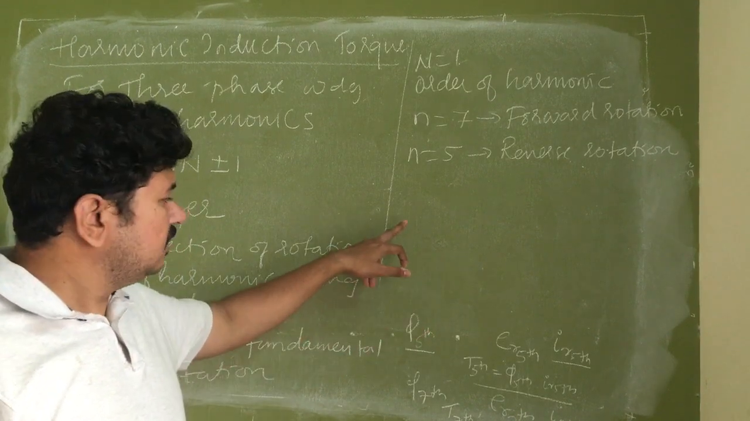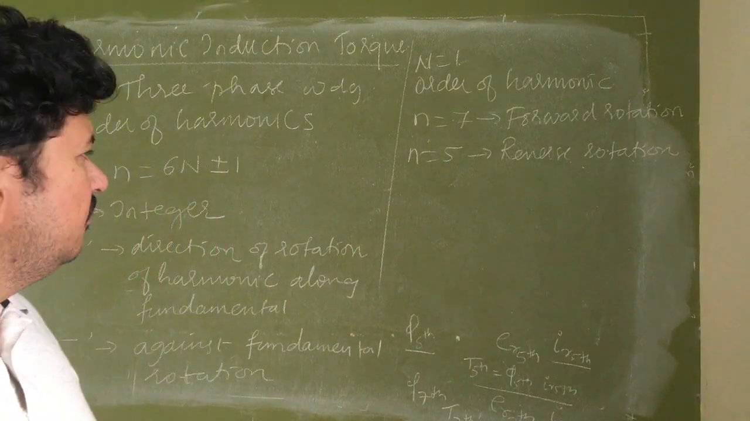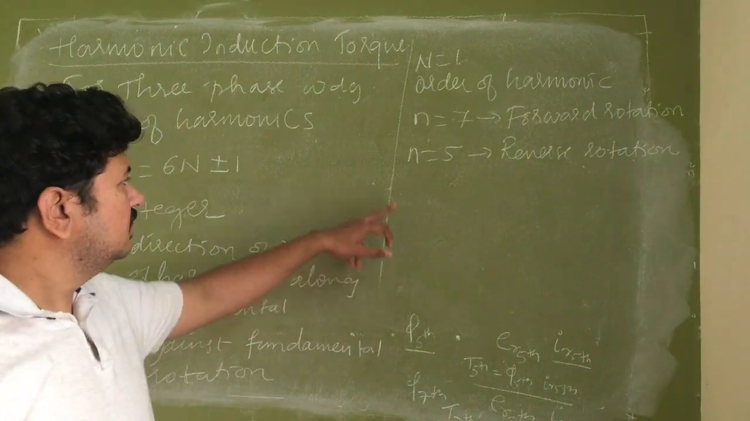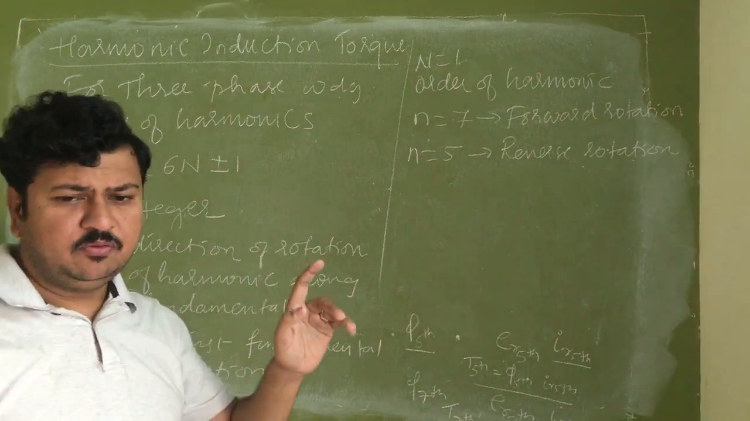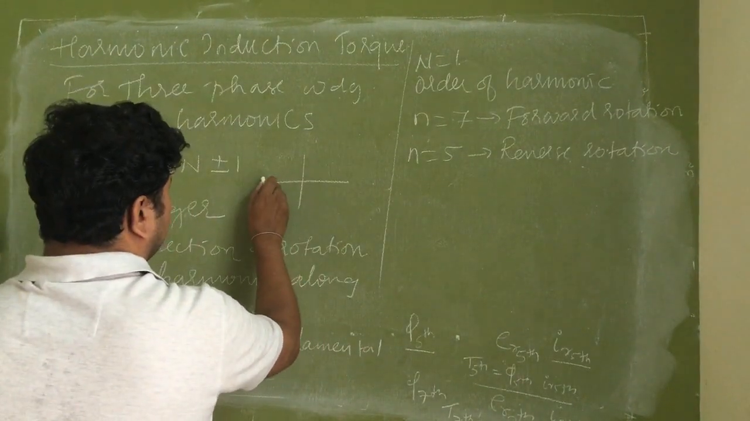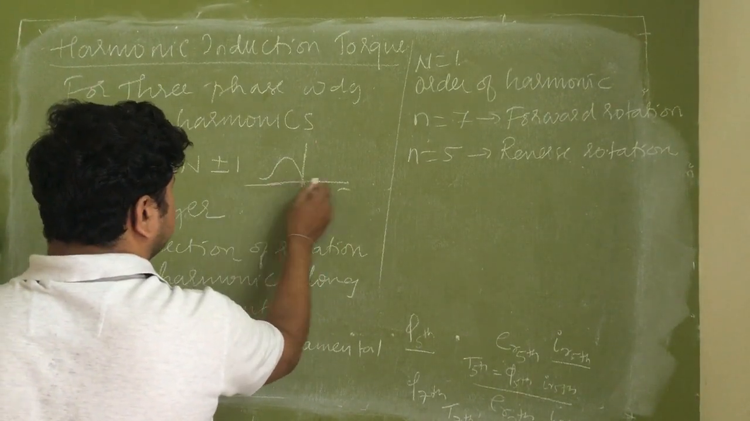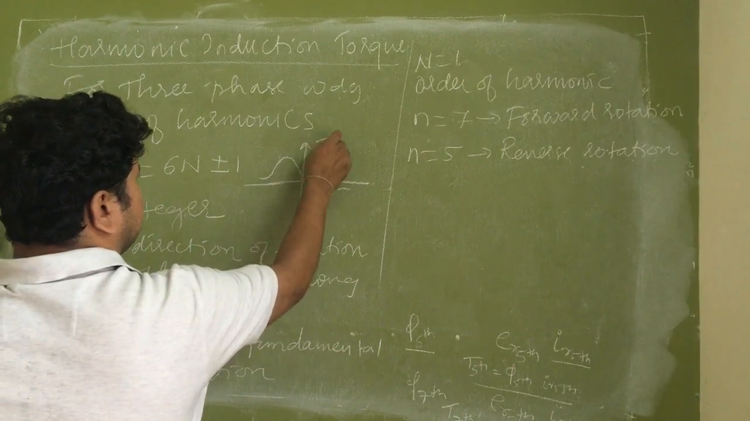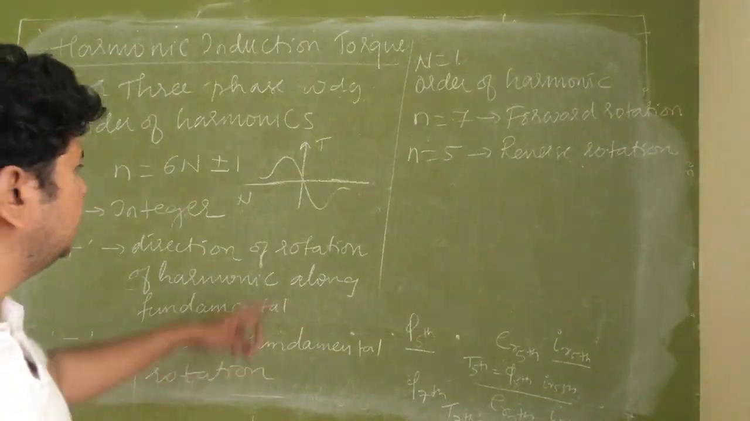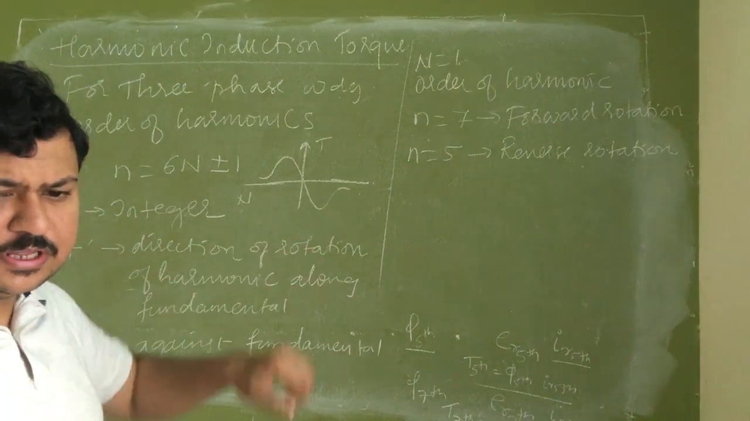Okay, so those 5th order and 7th order harmonic currents will interact with the 5th order and 7th order harmonic fluxes respectively. They will produce 5th order torque and 7th order torque, which have the same characteristics as that of the fundamental torque. So the torque speed characteristic of an induction motor is like this. This is torque and this is the speed. Okay, so the torque speed characteristic is of this shape: motor action, generator action, complete torque speed characteristics.